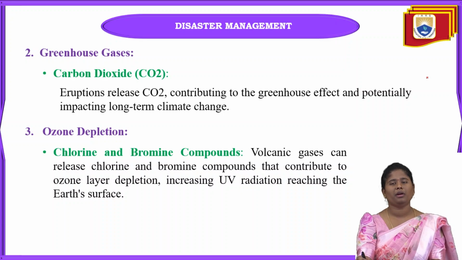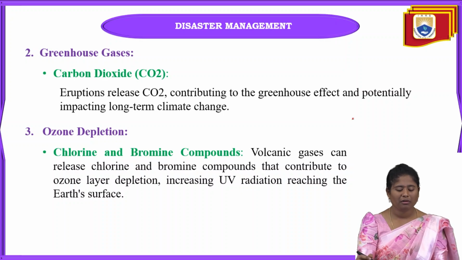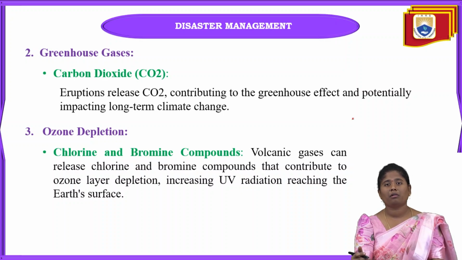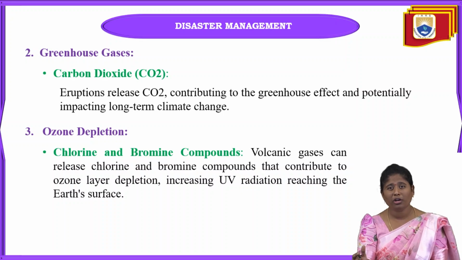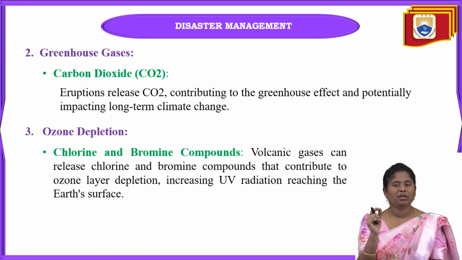Next one is ozone depletion. When chlorine and bromine components go into the atmosphere, they automatically affect the overall ozone layer. If the ozone layer is opened up, we can't face the sunlight, we can't face the UV radiation directly. So this ozone layer protects the earth from the sunlight.